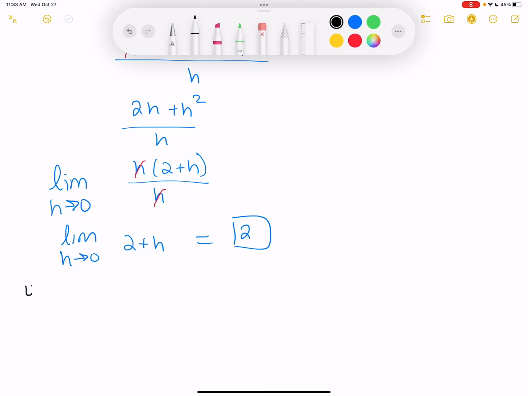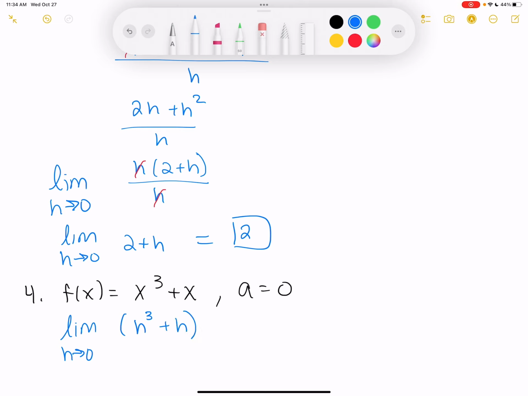All right, number 4. f of x is equal to x cubed plus x for a equal to 0. Okay, so we're using that same definition for this one. So the limit as h approaches 0 of, now it's going to be 0 plus h, so I can just write h cubed plus h minus, at 0, it's just 0, all over h.